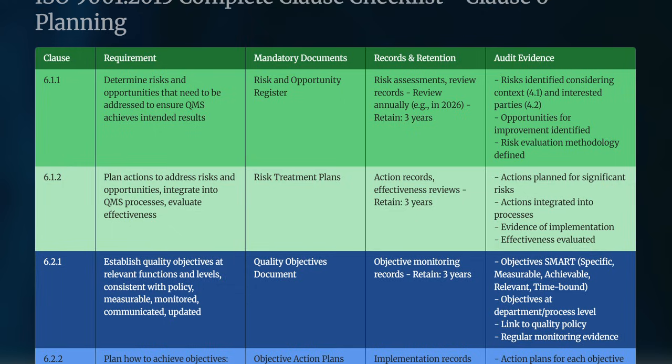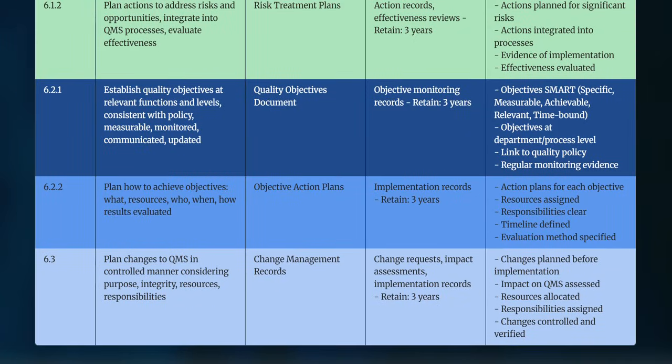For clause 6.2.1, it requires you to establish quality objectives at relevant functions and levels, consistent with policy, measurable, monitored, communicated, and updated. The mandatory requirement here is quality objective documents, and for records you need objective monitoring records and retain them for 3 years. At the time of the audit, you need to present proof that objectives are SMART: specific, measurable, achievable, relevant, and time-bound. You need to present proof of objectives at department or process level, proof of links to the quality policy, and proof of regular monitoring.